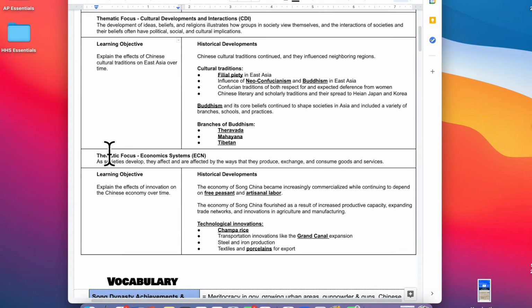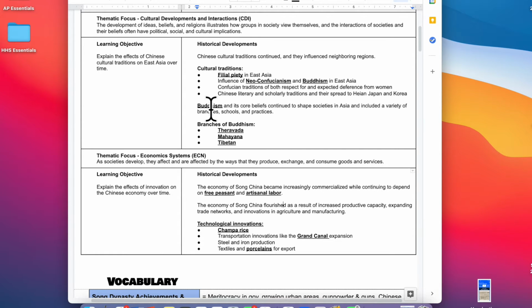Finally, you would highlight the third thematic, economic systems, money, and business. What are the effects of innovation on the Chinese economy? Their inventions. How did they affect business? Let's take a look. We had free peasant and artisan labor. We have all these technological innovations. Champa rice, the Grand Canal, porcelains. These are the concepts that you need to further develop and understand as you watch the video and you read from the text reading.